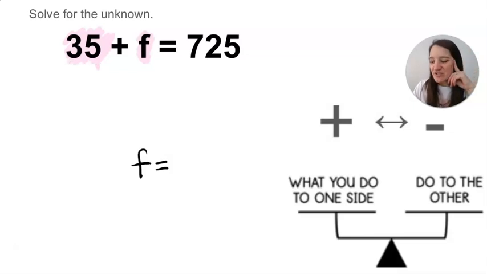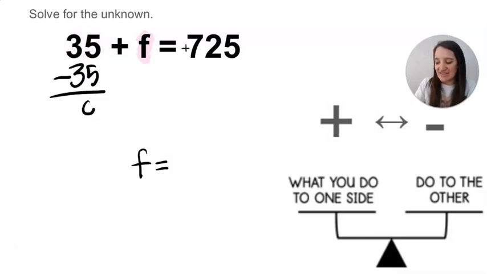But we do know that every positive number has like an invisible positive sign in front of it. We're just really lazy and we don't put the positive sign in front of all of our numbers. Okay, but that is a positive 35, right? So how do we get rid of a positive 35? Well, we subtract it. And that leaves us with now just f.